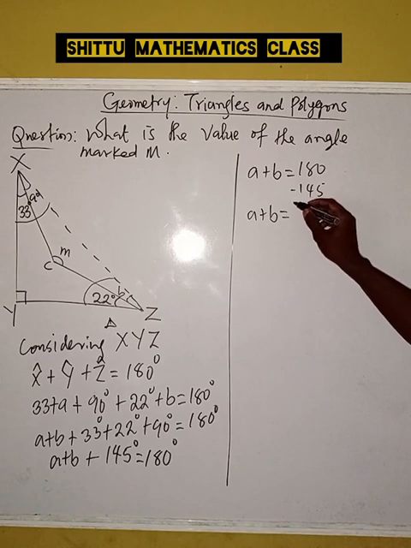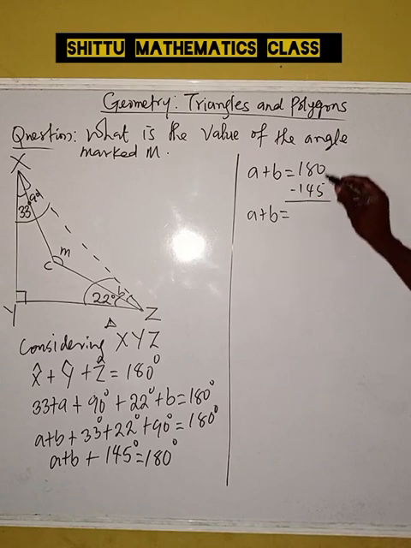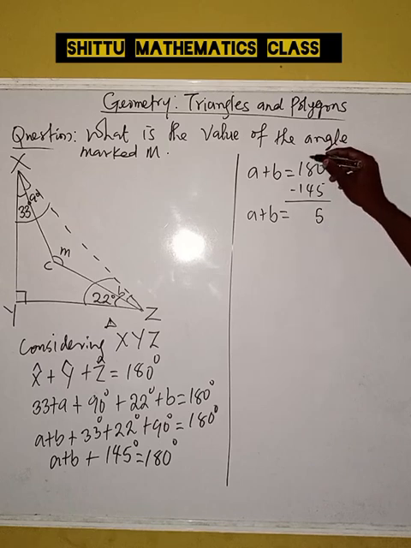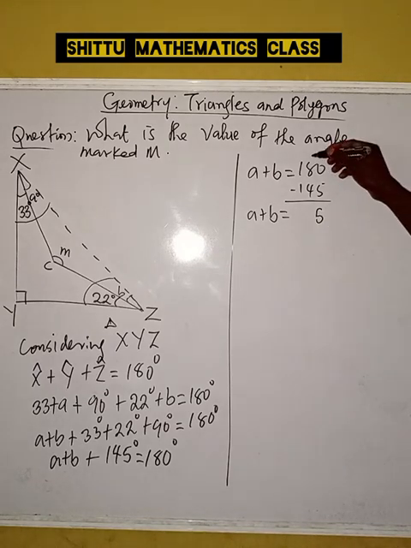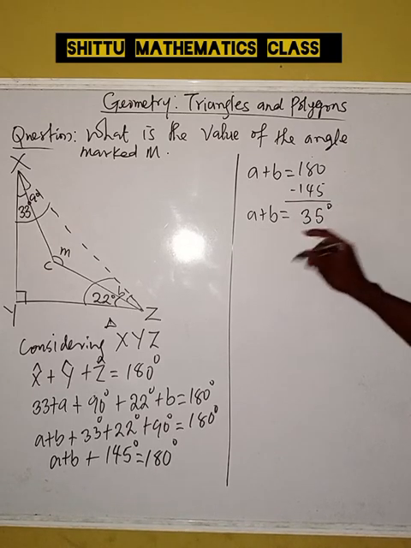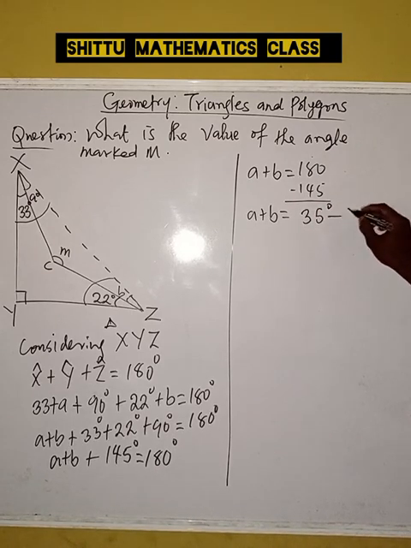So now you can see here, what are you going to have here? If you borrow 1 from here, this will be 5. Remain 7 here. 7 minus this, we have 3. We have 35. So we have A plus B to be 35 degrees. So take note of this. If A plus B is 35 degrees, I want you to take note of that.